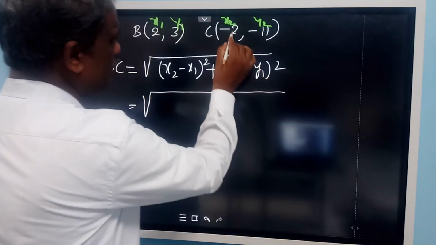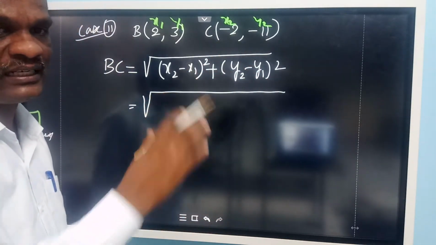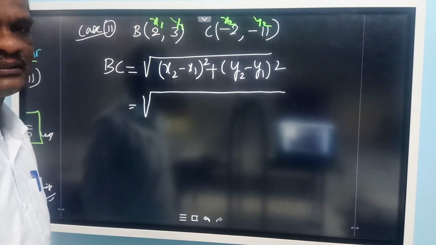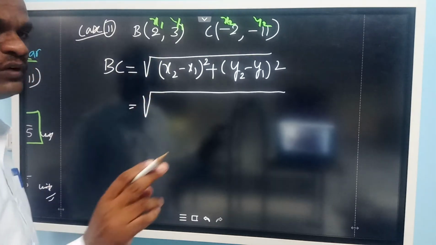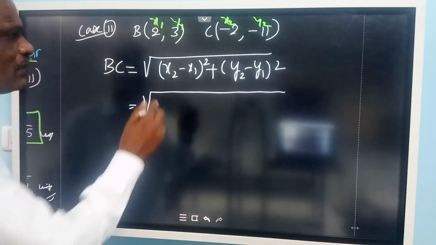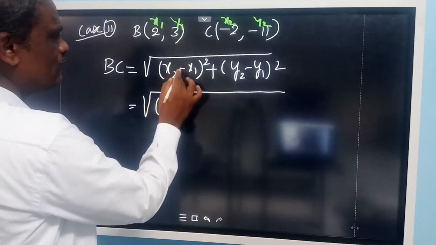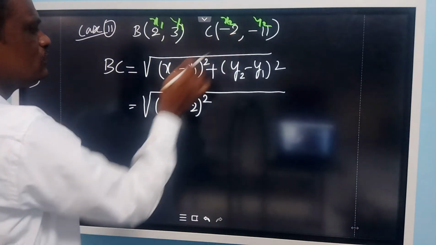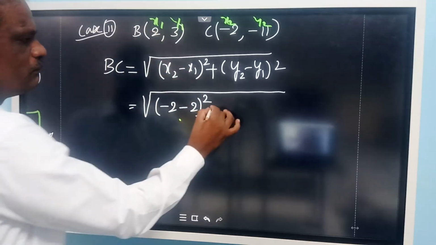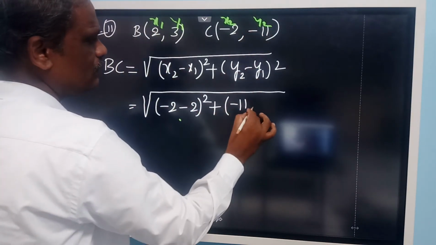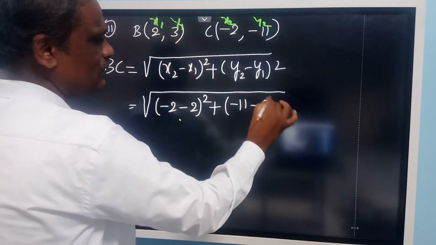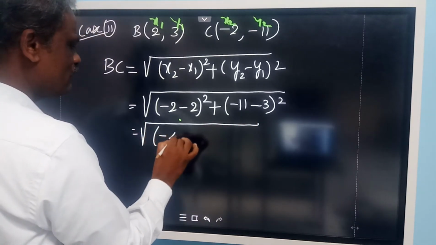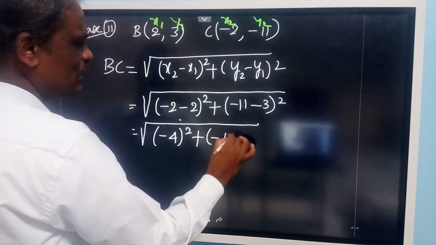Just one minus sign is enough to spoil this entire question. The solution will be wrong. Instead of writing minus, if you simply write plus, then your answer will be wrong. That's why be very careful in the substitution. So x2 is minus 2, write the minus as it is. Then x1 is 2, so minus 2. Then y2 is minus 11 and y1 is 3, so minus 11 minus 3, whole square. Simplifying, minus 2 minus 2 means minus 4 whole square, and this is minus 14 whole square.